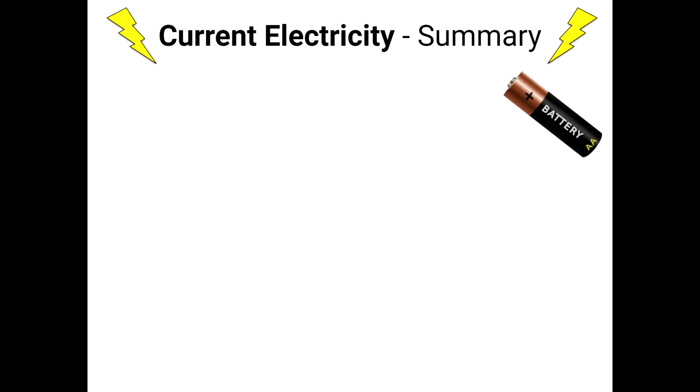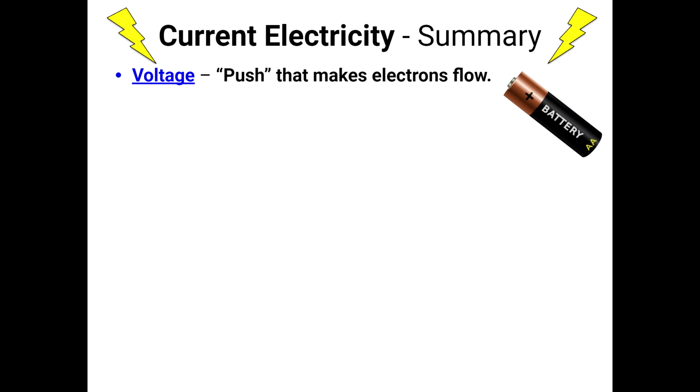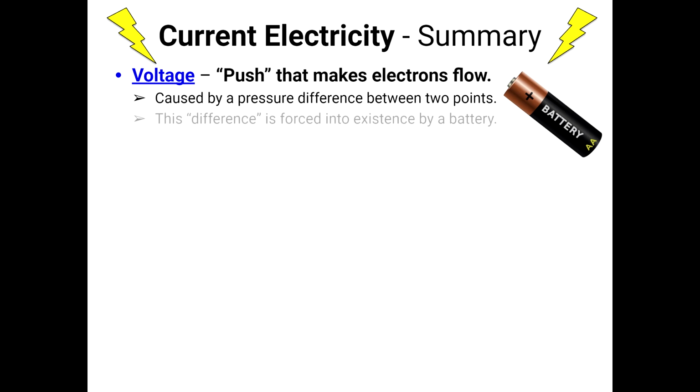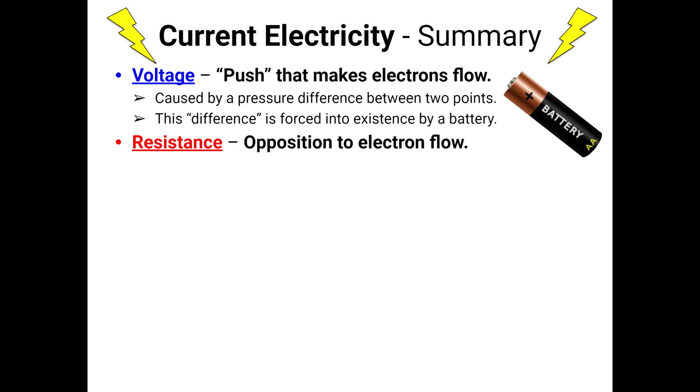Okay, now that we know about voltage, resistance, and current, we can start to put all of the information we've learned today together into a little summary here, because we're about to see how these ideas combine. Here's a summary of what we learned about voltage. Voltage is kind of like the push that makes electrons flow in the first place. Voltage is caused by a pressure difference between two locations or two points. And this difference can be forced into existence by a battery. You can also get voltage from other sources, such as static electricity or lightning strikes. After voltage, we learned about resistance, which we said is the opposition to electron flow. This is the thing that tries to get electrons to stop moving. What causes resistance? Resistance is caused by collisions with walls and other electrons.